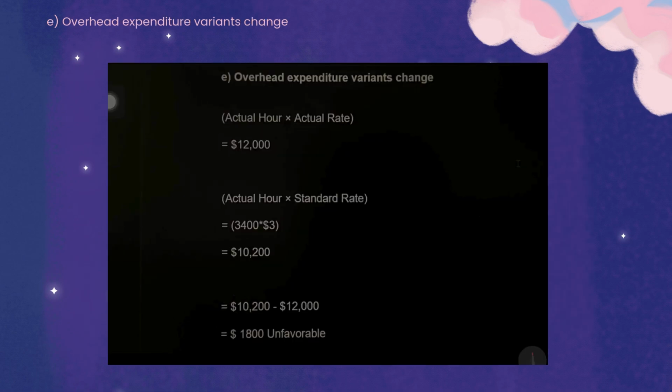And now for question E, the overhead expenditure variance. To calculate it, actual hours times actual rate, we got 12,000. Then actual hours times standard rate, which is 3,400 times 3, we got 10,200. Then 10,200 minus 12,000, and the final answer is 1,800 unfavorable.